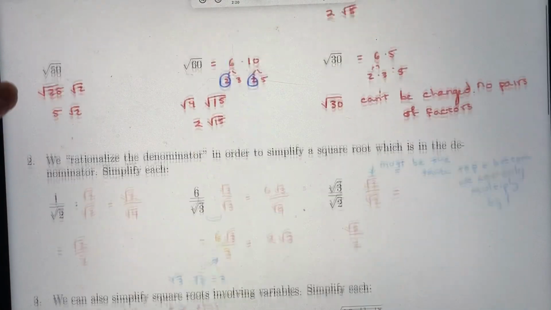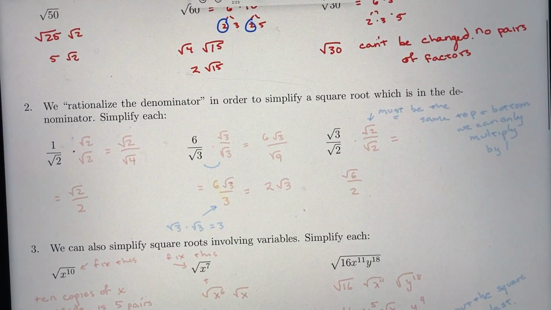Okay, next topic is what's called rationalizing the denominator. You multiply the top and bottom by the square root. It mucks up the top, but it makes the denominator nice. Now, why would we like that? Well, there's historical reasons, but you also need to know that 1 over root 2 and root 2 over 2 are 2 different ways of writing the same number.